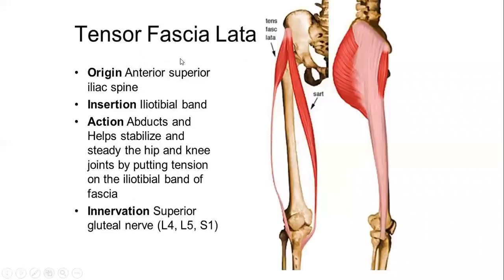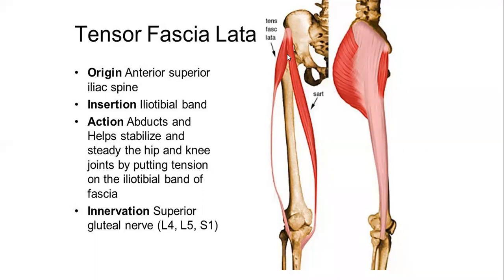Tensor fascia lata. Tensor, please pay attention to the name as well. Fascia lata. So let's see its proximal attachment. It arises from the anterior superior iliac spine. Here you can see that it is arising from the anterior superior iliac spine of the hip bone. Anterior to the attachment of tensor fascia lata, sartorius is taking origin, and behind the origin of the sartorius we have the origin or proximal attachment for the tensor fascia lata.